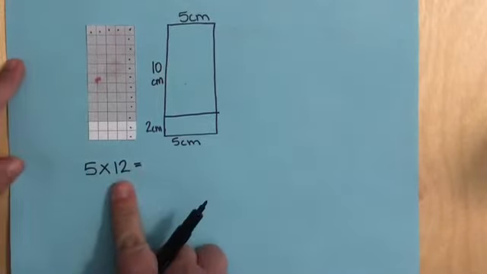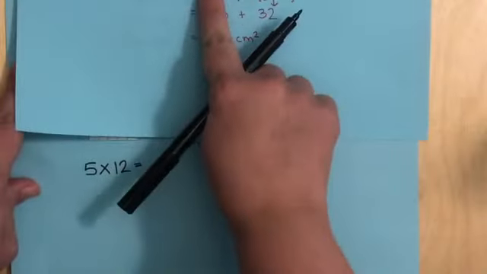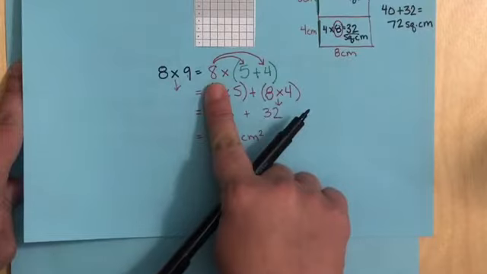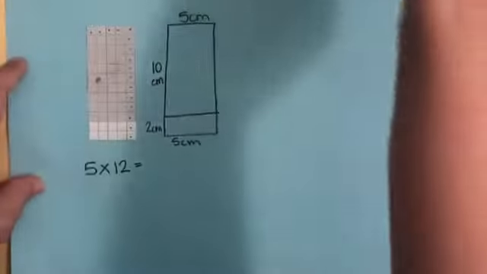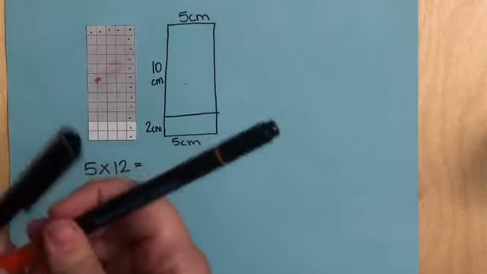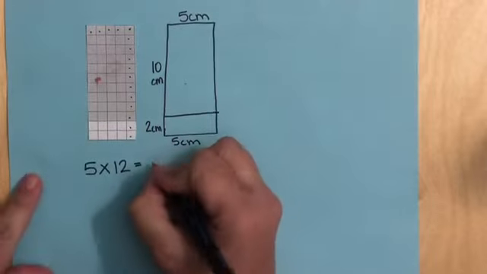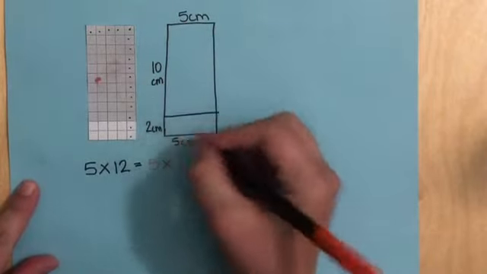So we split that 12 up, so now we're going to show how we split it up. In our last one, we kept that first number the same because we didn't split that up, and then we're going to write the numbers that we split up in parentheses. So 5 times 12 equals 5 times 10 plus 2.